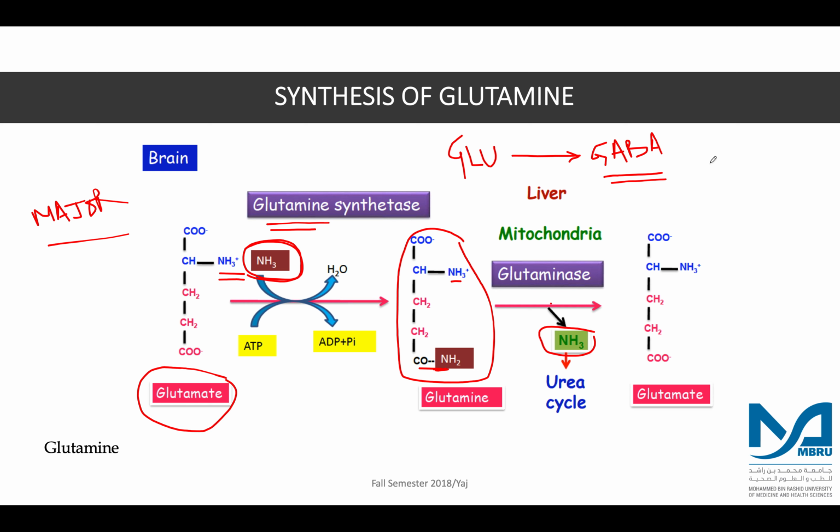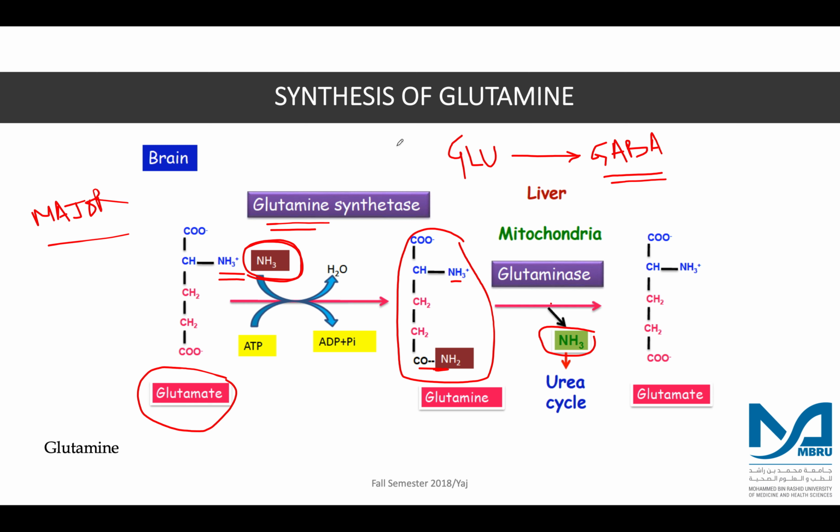In general, brain has very high concentrations of glutamate, and glutamate can be produced from amino acids. That pool of glutamate will react mostly with ammonia that is produced by the catabolism of amino acids, getting converted to glutamine, transported to the liver, converted back to glutamate. In the process, ammonia is released, goes into the urea cycle to produce urea.